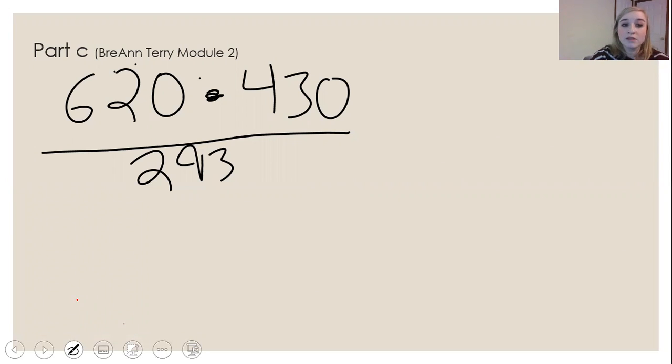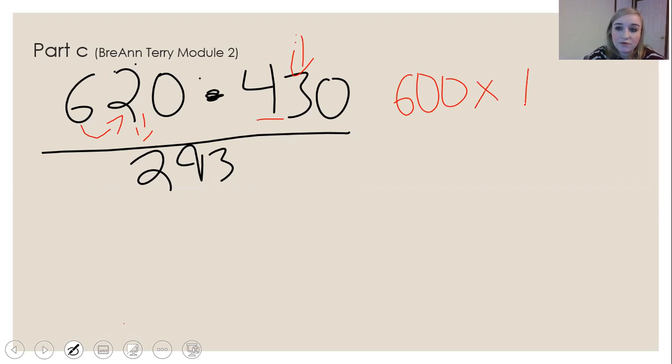620 is closest to 600. Again, we're going to look here. The 2 needs to go down. 4, we look at the 3, means go down again. So it's just going to be 400 times 400 divided by 293. We can obviously tell that's going to be closer to 300.